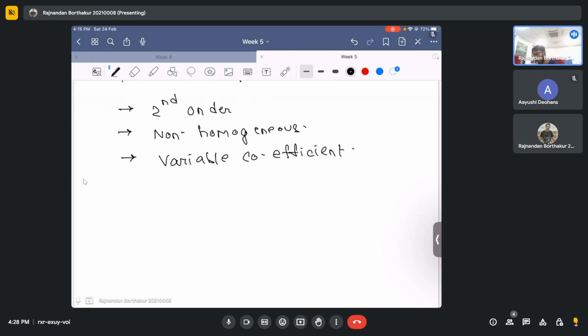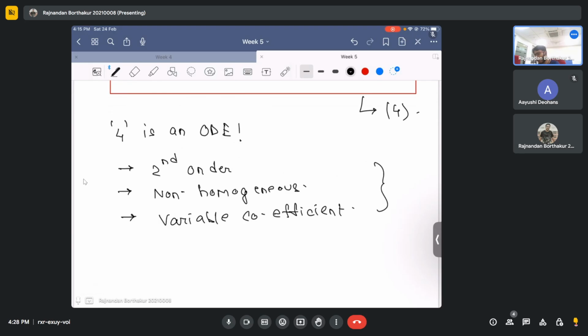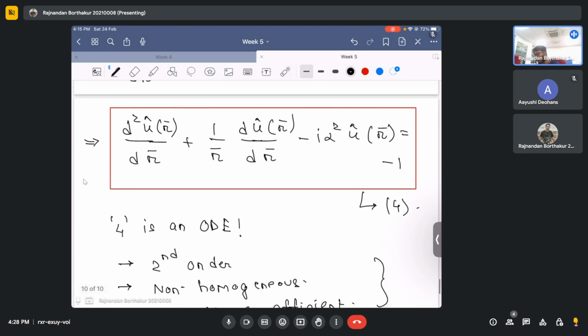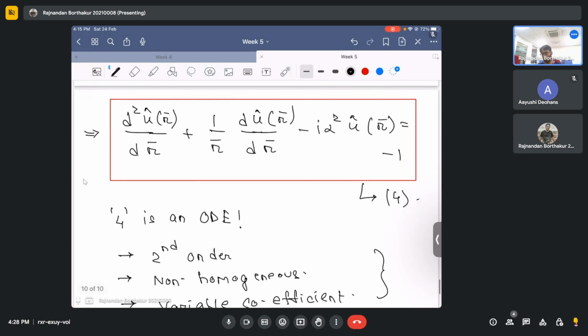So if this is the case, how do we solve such ODEs? Second order, non-homogeneous, variable coefficients. Do you remember how we solve this? Standard Bessel function. But the Bessel equation and the solutions of those Bessel equations are basically the Bessel functions.